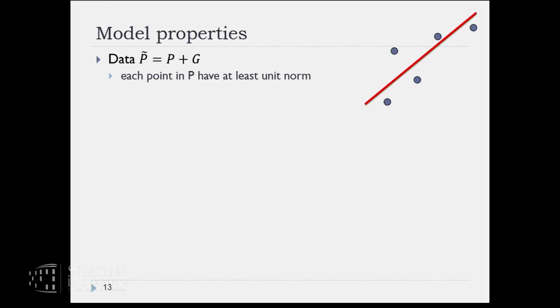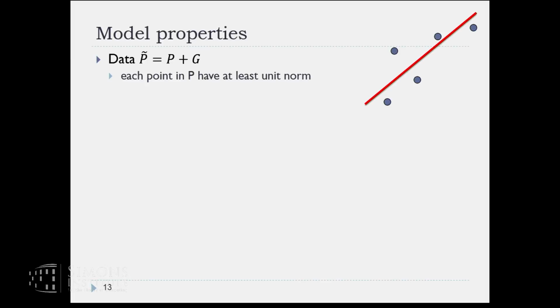Okay. So to formulate it a little bit, I'm going to take the matrix P. Maybe the columns are the data points, and you just add IID Gaussians. It doesn't matter if it's the columns or the rows, and you get a new matrix P tilde. So P is the unperturbed data, P tilde is the perturbed data.